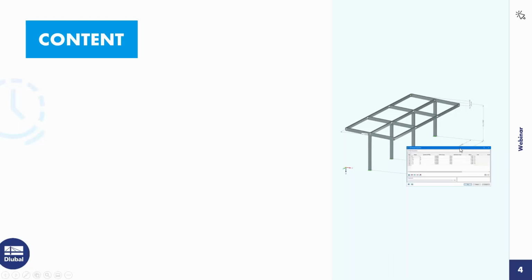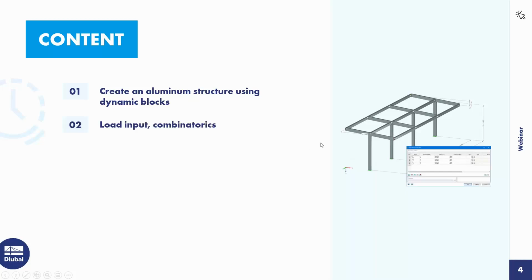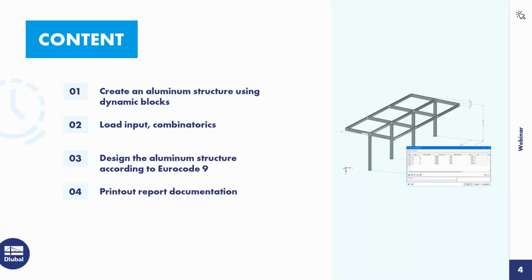I come to the agenda. First point is create an aluminum structure using dynamic blocks. Then load input and combinatorics. Then the design of the structure according to Eurocode 9. And the printout report documentation.